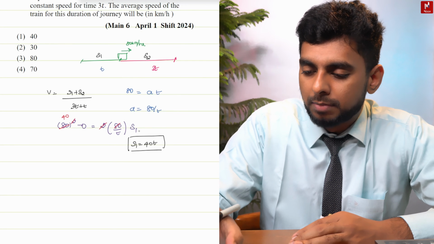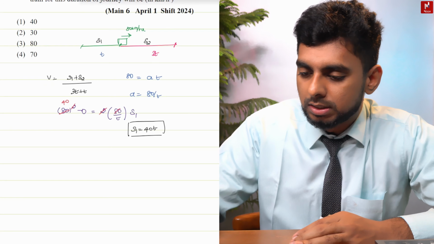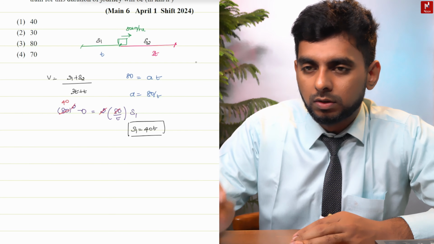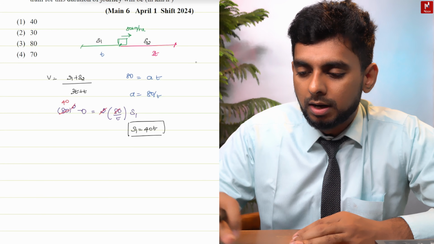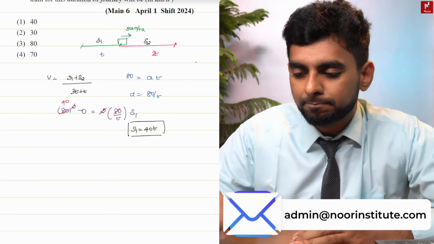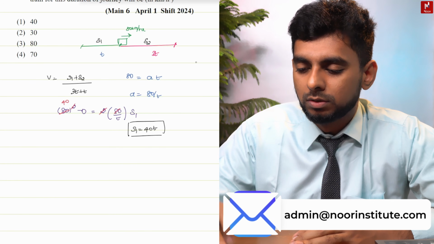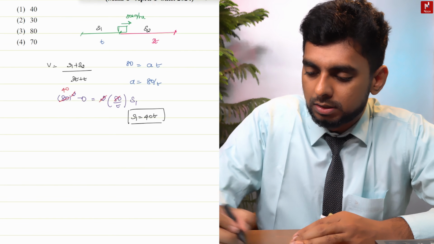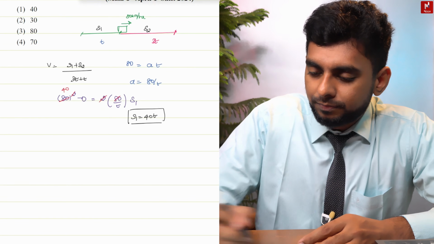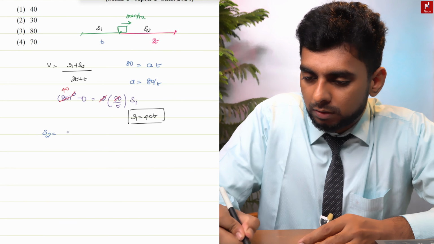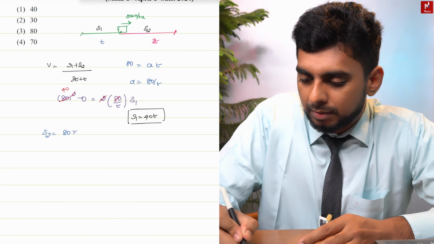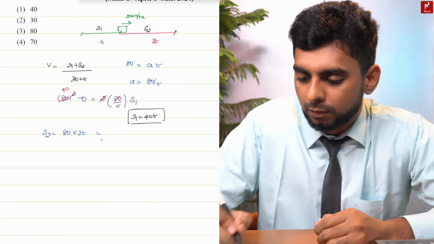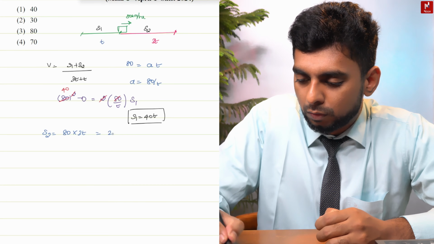Next, the first part S1 is done, then I just need to get S2, isn't it? So to get S2, what should it be? It's going to be the constant velocity. The constant velocity is 80 kilometers per hour, and I just have to multiply it with the time. Once I multiply these two, I'll get S2, isn't it? Straight away, S2 will be equal to 80 multiplied by 3t, right? So 80 multiplied by 3t is going to get you 240t.